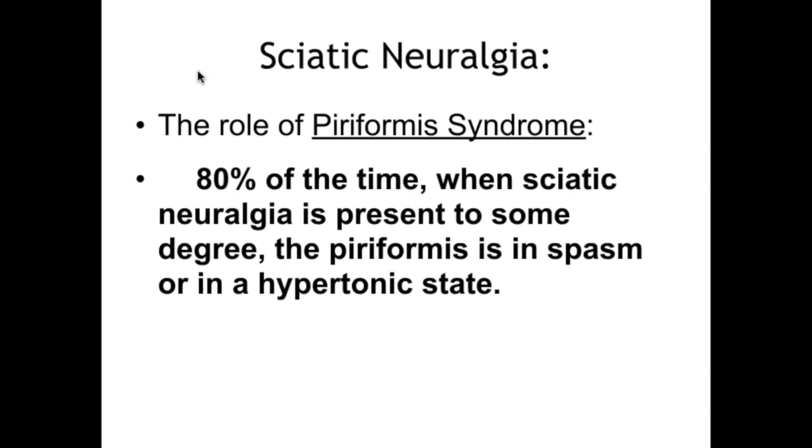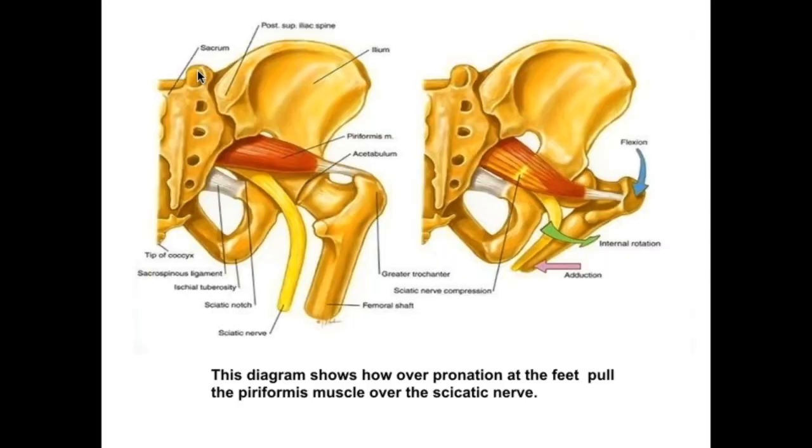80% of the time when sciatic neuralgia is present, to some degree, the piriformis is in a spasm or in a hypertonic state. This diagram here will show you how someone who's pronating and has that internal rotation of the tibia and femur, as it pulls and tethers the piriformis muscle, it'll hit it and make that nerve get more irritated, all right? So again, I told you I live in the world of the feet, creating a lot of problems. I don't make this stuff up. I figured it out, and I learned over the years just how much of an influence it has. And I don't want you to miss it, just like I don't want to miss it anymore, all right?